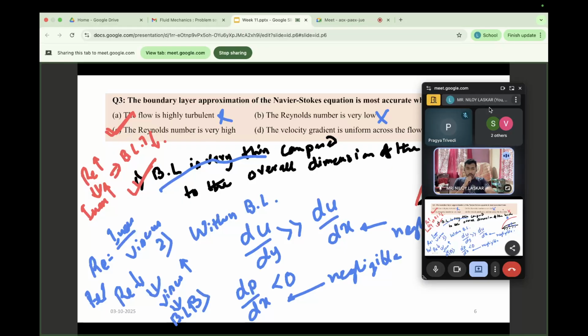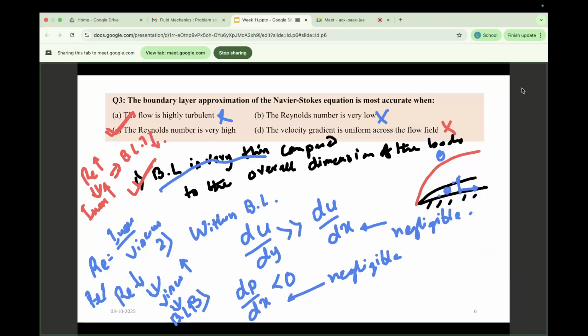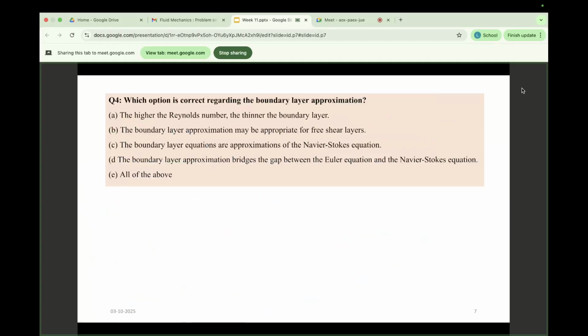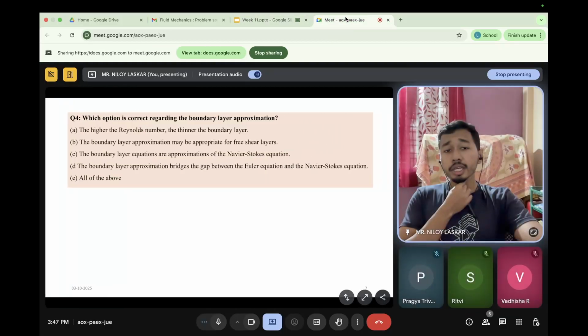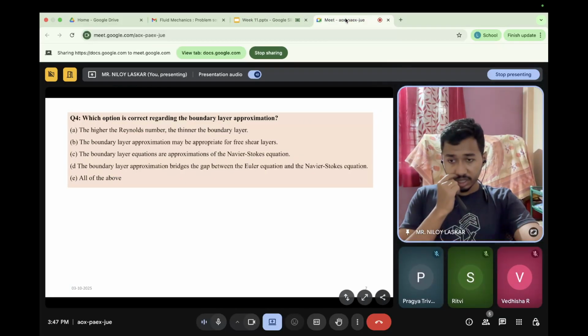So I am moving to the next question. Again, this is a similar type of question. Here five options are given, and you have to check which one will be correct. I am giving you 2 minutes to analyze and answer this question.